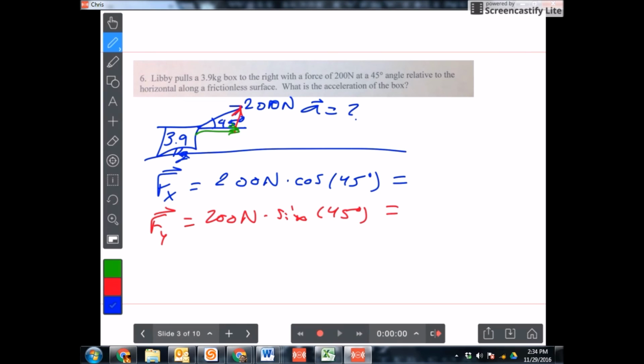So go ahead, type those in your calculator, and let's figure out what that is. Somebody do the cosine, somebody else do the sine. They should be the same. All right, Graham, what's the Fx, please? They're the same thing. The exact same.